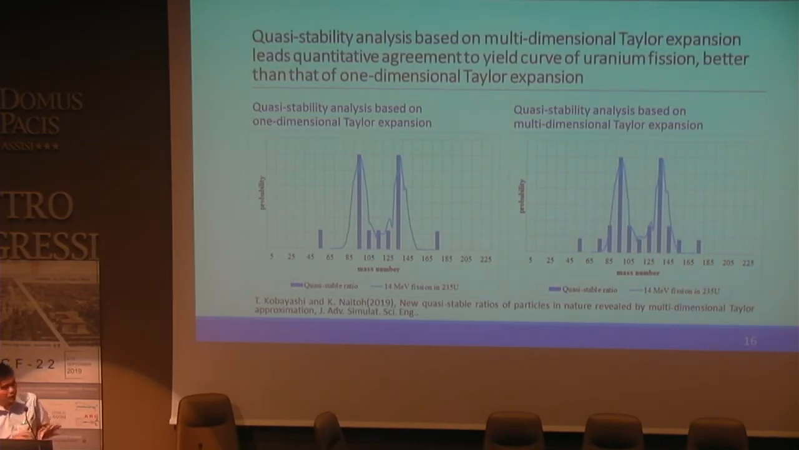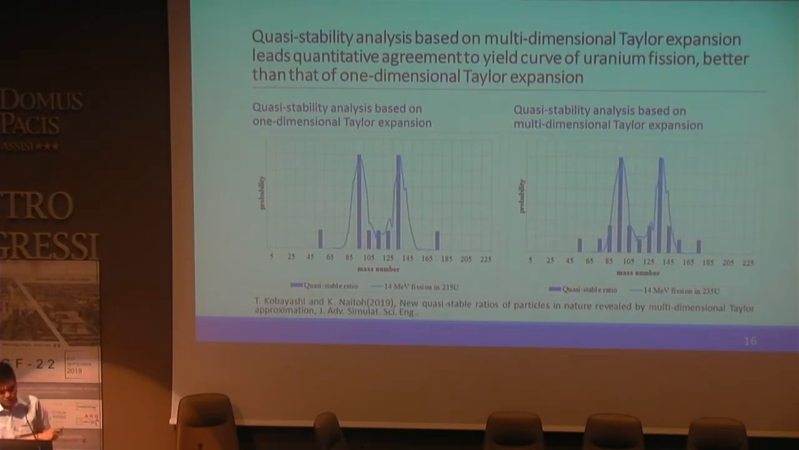And the quasi-stability analysis based on multi-dimensional Taylor expansion leads to quantitative agreement with the yield curve of random fission better than that of one-dimensional Taylor expansion. This graph shows the comparison of the distribution of the ratios derived from quasi-stability theory and the actual yield curve of random fission. The left-hand side one shows the quasi-stability analysis based on one-dimensional Taylor expansion, and the right-hand side one shows that of multi-dimensional Taylor expansion.